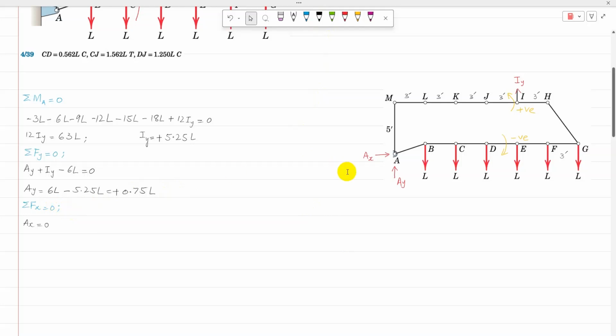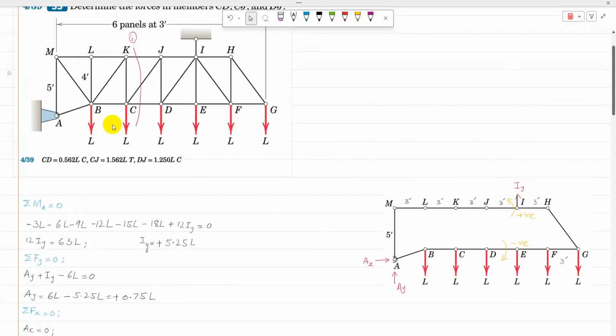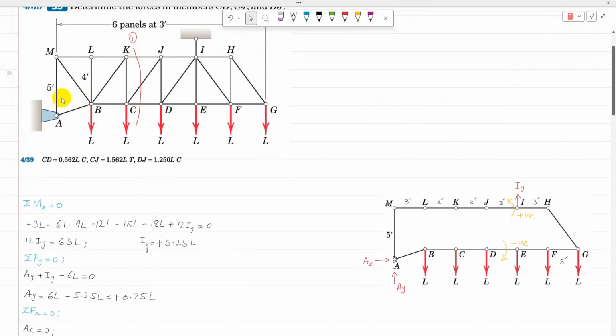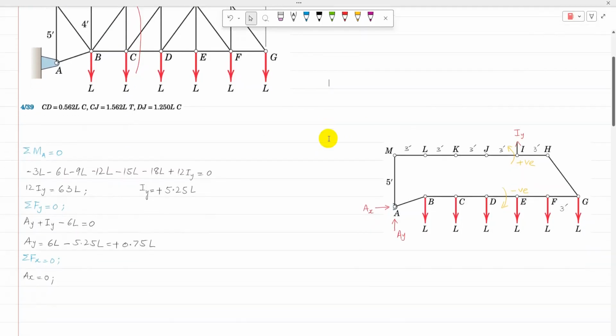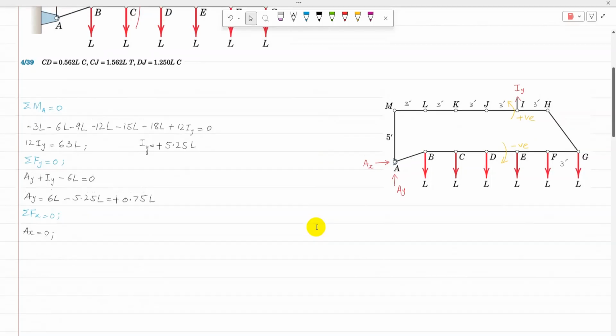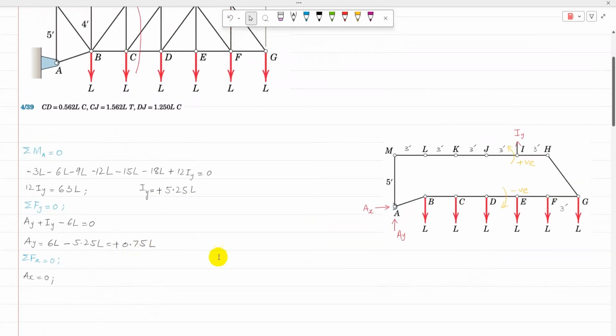For sigma Fx equal to 0, there is only one force, Ax, and Ax is equal to 0 because there is no other horizontal load acting. But sometimes, when the supports are not symmetrical, or the supports are not at the same level horizontally or vertically, applying simply sigma Fx gives Ax equal to 0, which is not true. Otherwise, I can find Ax by taking moment about any of the points.